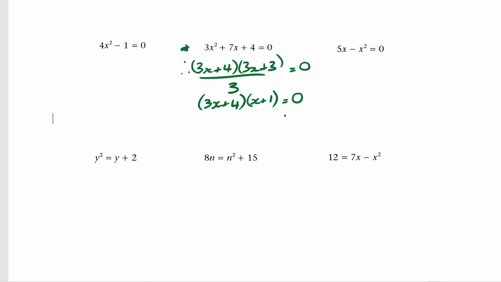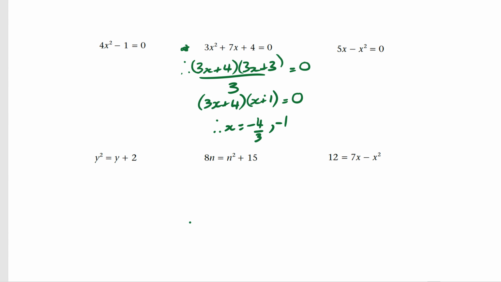And now, having factorised this, I solve it. So what are the values of x which make this true? Well, the x value here would be negative 4 on 3, and the x value here would be negative 1. Just be careful with these. Make sure you don't do something silly like I probably would and write negative 3/4. Just mentally substitute back in and see that you do get the brackets equal to 0.